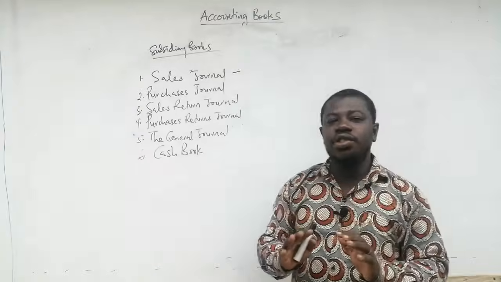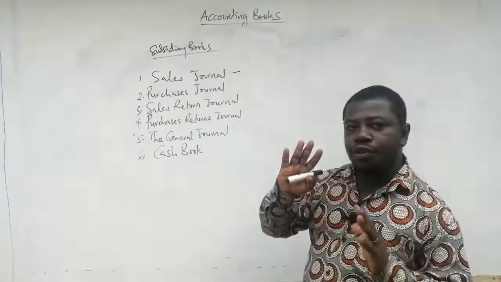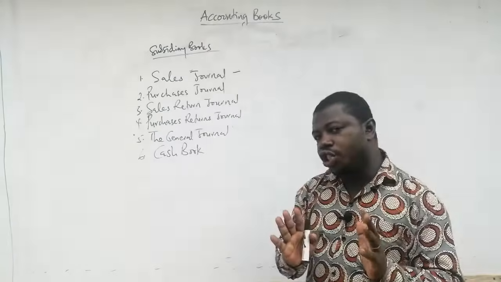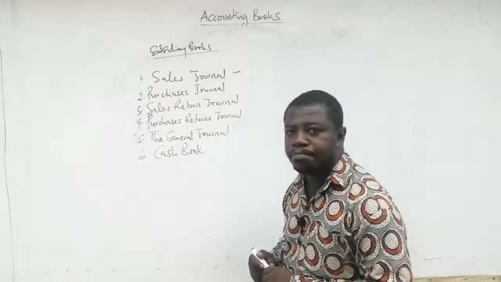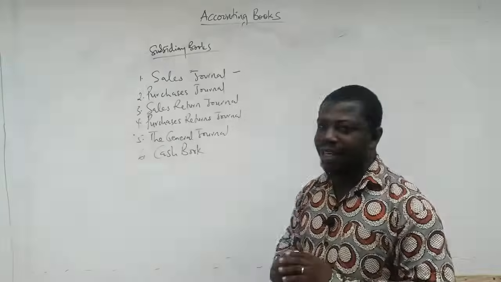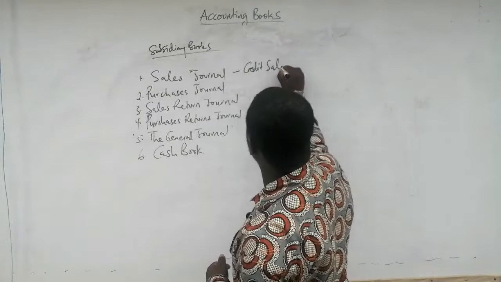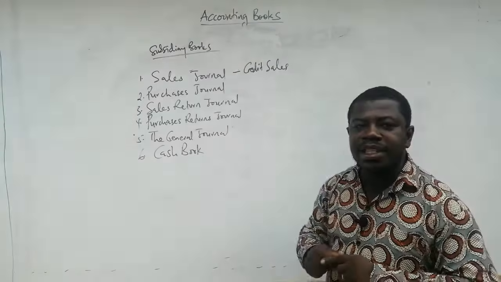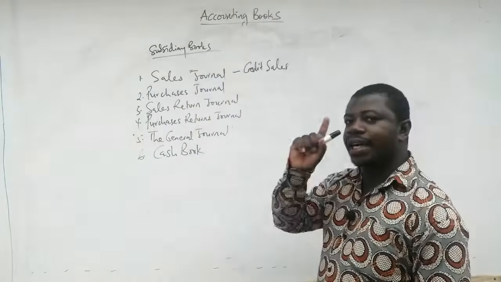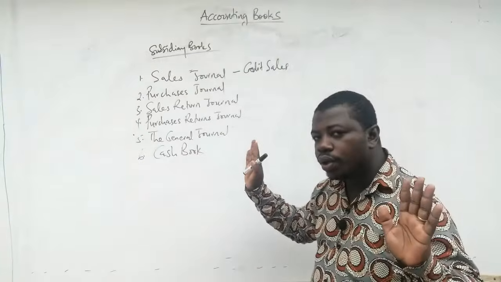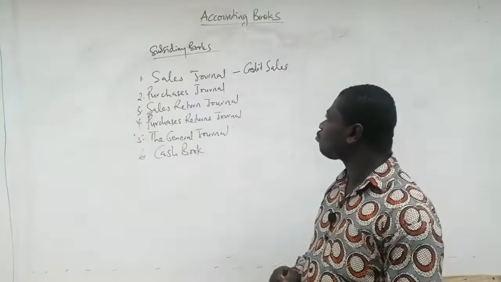Now the sales journal. Before I teach you how to define them, let us first look at the uses of each of them. The sales journal is specially made to record only credit sales. Whenever the business makes credit sales, it is recorded in the sales journal. And I said credit sales alone. So apart from credit sales, nothing else comes into the sales journal.